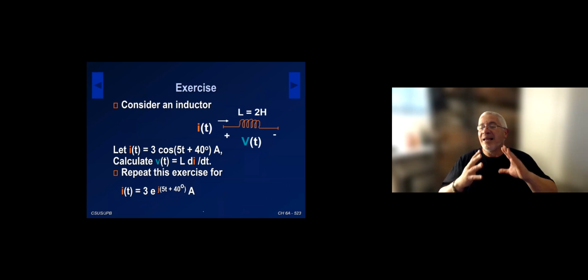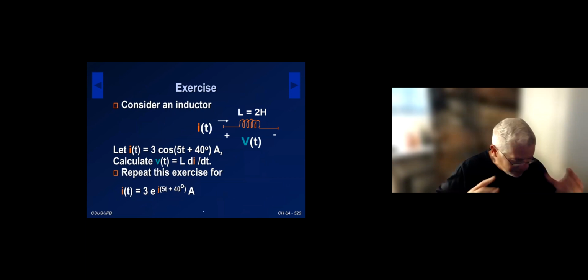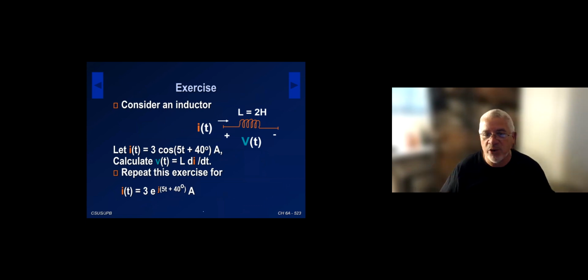Let me try to make a case for this with a simple example. We have an inductor, I'm picking a 2 henry inductor, connected in a circuit, and it has some current. I want you to calculate the voltage across the inductor for two currents. The first current is 3 cosine of 5t plus 40 degrees. The second current is its phasor representation. I want you to see how that gives you the unknowns we need in the original problem.